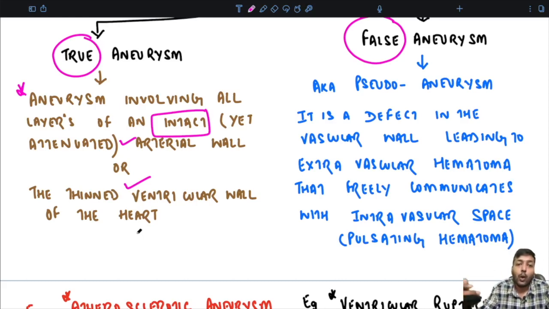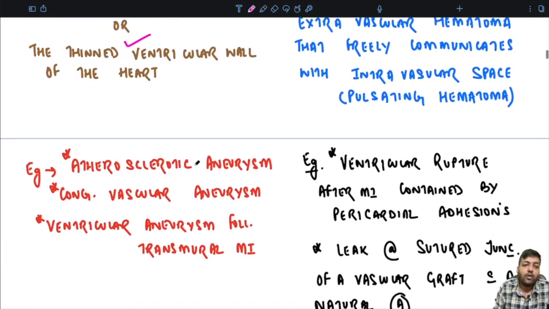There should not be any compromise in the layers. All the layers have to be intact. So what are the examples of a true aneurysm? Atherosclerotic aneurysm, congenital vascular aneurysm, or ventricular aneurysm following transmural MI.